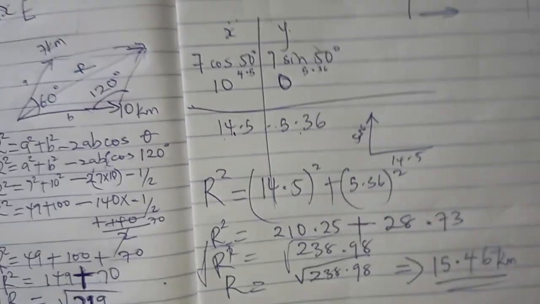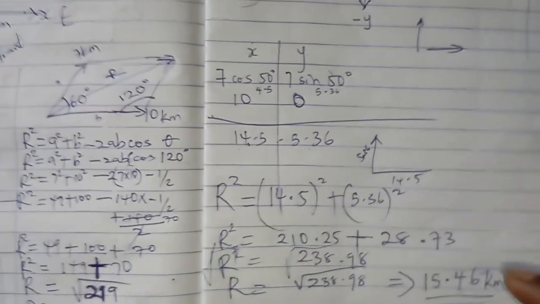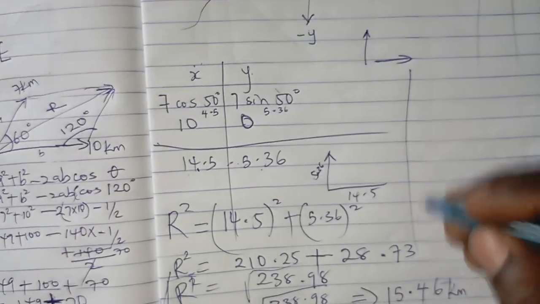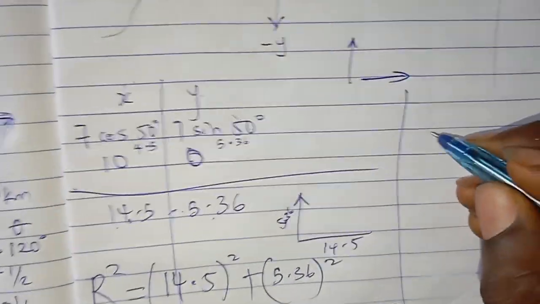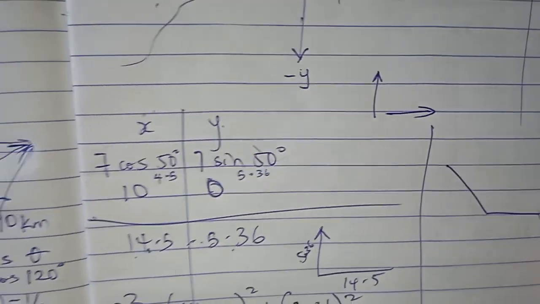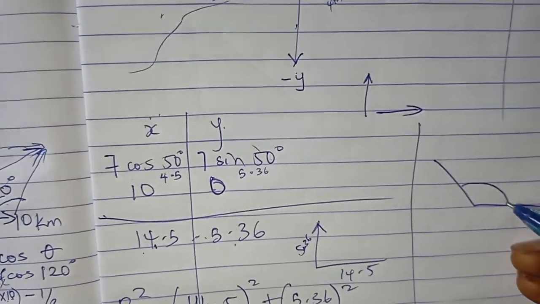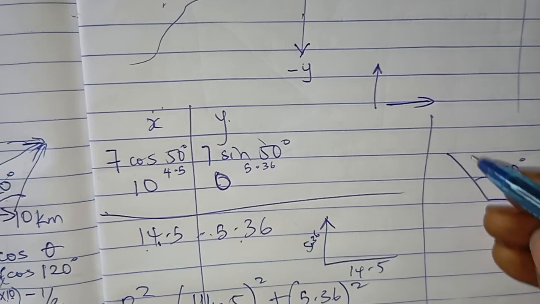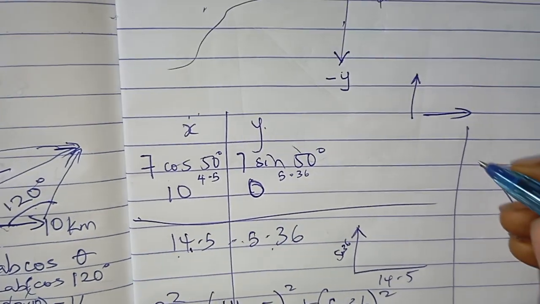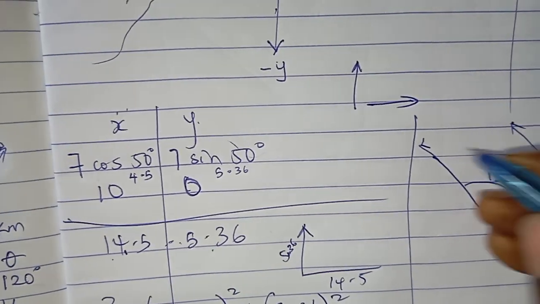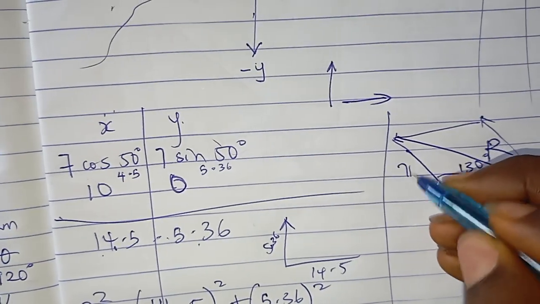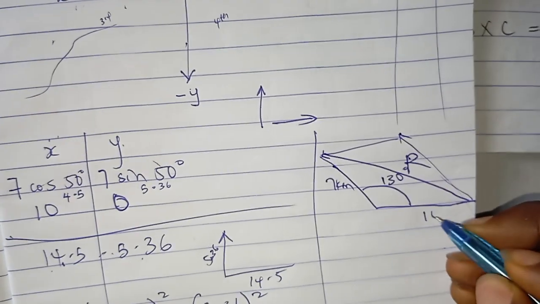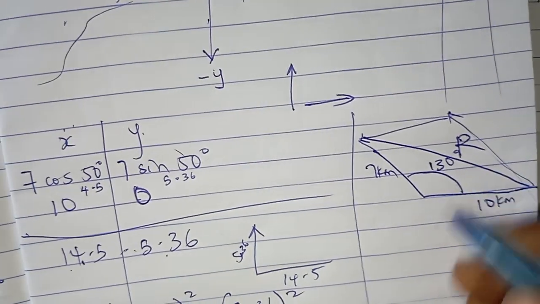Now that I've gotten my resultant, I can use the cosine rule to check if I'll get the same answer. So I have this and I have this. And the angle I have here, 40 and 90, is 130 degrees. So by the time you do this, that is projecting this one up, you should have this angle. This is your R. So this is 7 kilometer and this is 10 kilometer. So the angle you're using is 130 degrees.